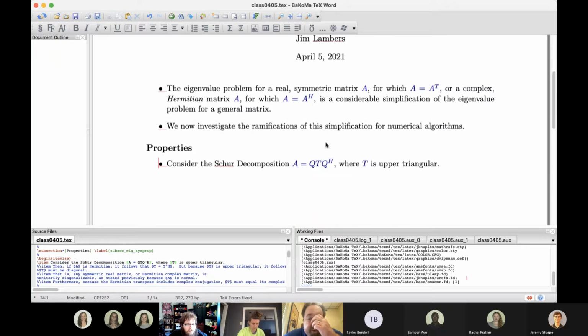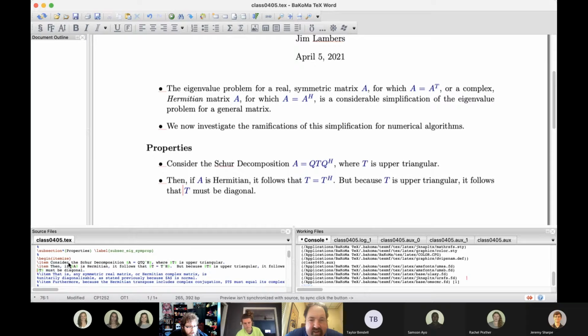So here's the Schur decomposition of a Hermitian matrix. A equals Q T Q Hermitian transpose, where T is upper triangular and its diagonal entries are the eigenvalues, and Q is a unitary matrix. So Q times Q^H is identity. This is allowing for a case of real or complex.